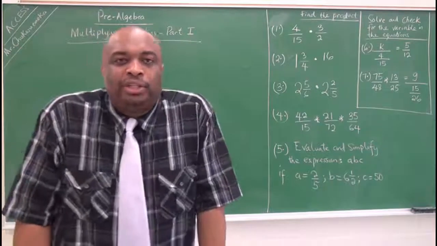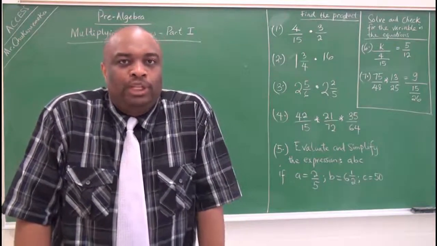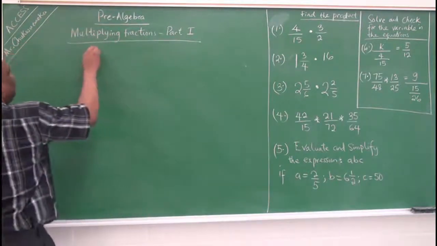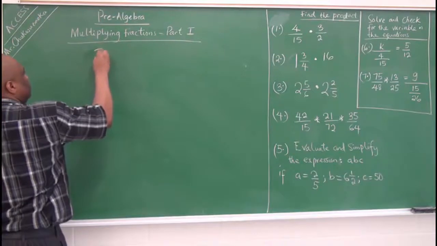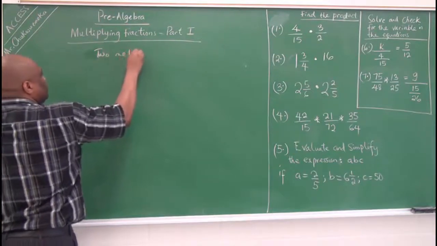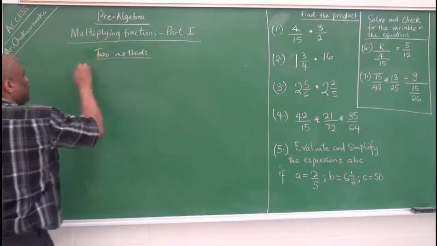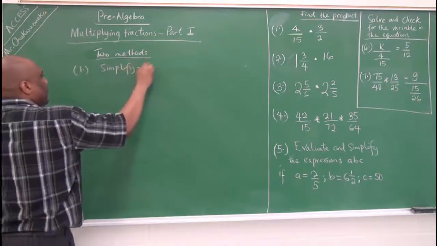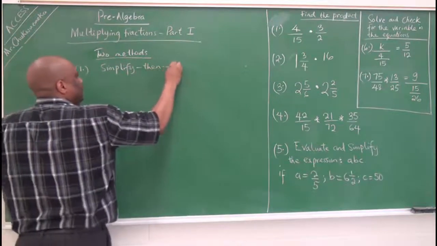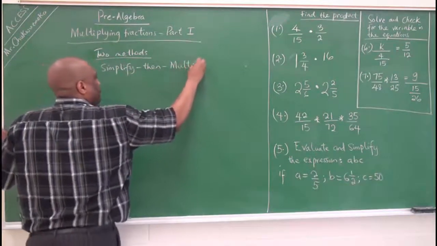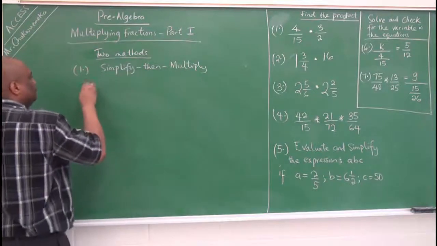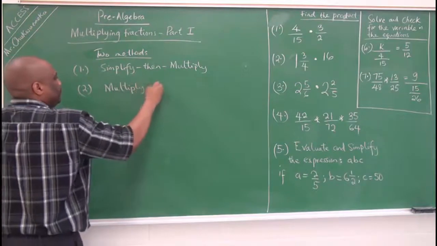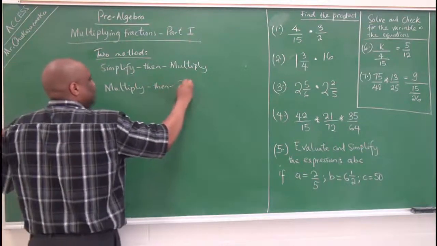When we multiply fractions, we have two methods by which we do it. We can either simplify, then multiply, or we can multiply, then simplify.